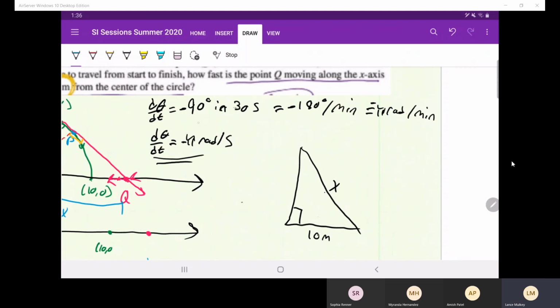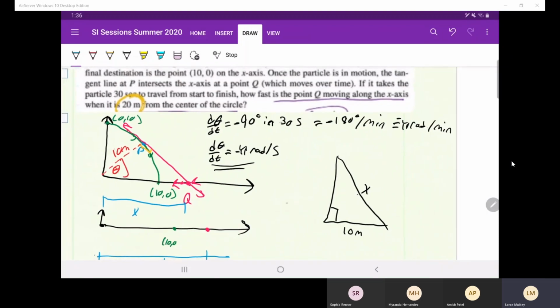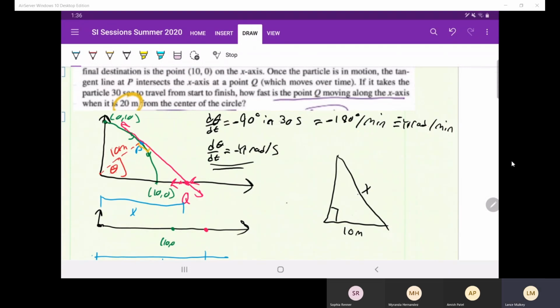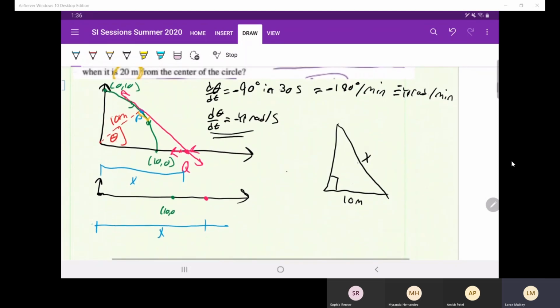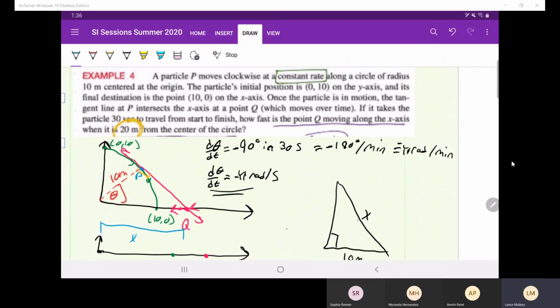So you had negative 90 degrees in 30 seconds, so negative 180 degrees per minute. It gave it to you in seconds. You can solve it in any unit, because it gives it to you in seconds, but minutes just makes it a lot easier because I really don't want to divide pi by 60. Sorry, I missed that question.